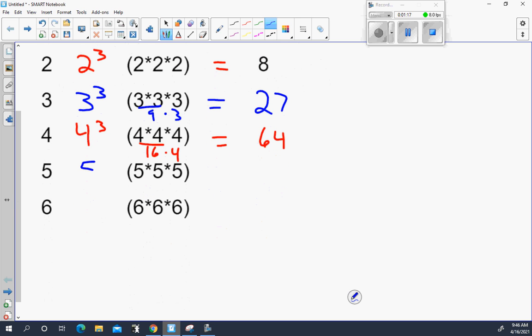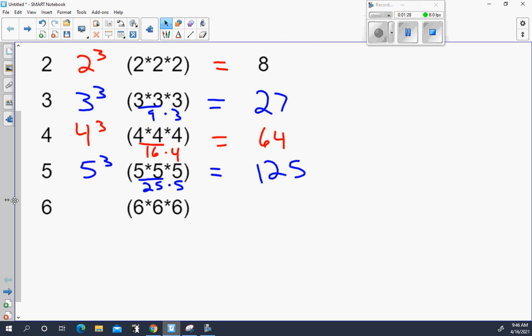Okay, 5 cubed is like 5 times 5 times 5. 5 times 5 is 25, times 5 is equal to 125. And the last one I have listed is 6 to the third, which is 6 times 6 times 6. 6 times 6 is 36. Times 6 more is equal to... That one I actually need my calculator. Okay, I don't know 36 times 6 off the top of my head. I can do it, but calculator might be easier. It's 216.